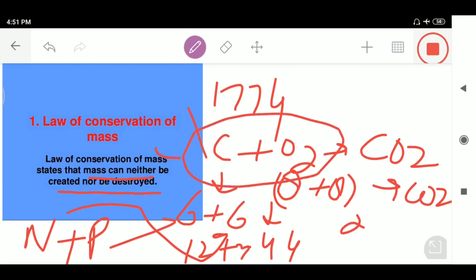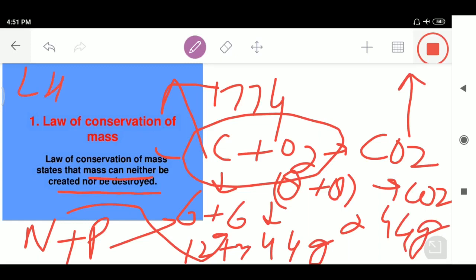The starting materials are called reactants, and the materials formed after the reaction are called products. When the two reactants come close to each other, they form the product, and this product is carbon dioxide. The mass of the carbon dioxide comes out to be 44 grams, and we have 44 grams from the reactant side and 44 grams from the product side. That is, LHS equals RHS. That means the left hand side is equal to the right hand side, which means mass remains conserved.